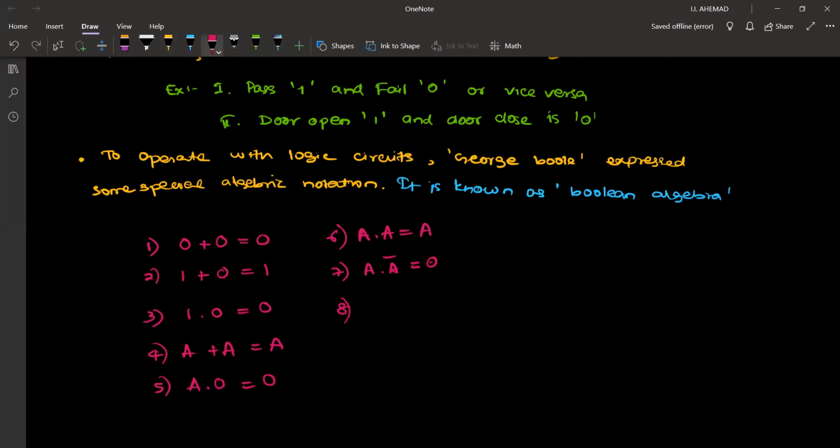Eighth one, A plus A bar. Using the same idea, if this is 1, this is 0. So anyhow, if one is 0, the other one is going to be 1. Therefore, A plus A bar is equal to 1. Ninth, bar of A bar. Bar of A bar is equal to A. 10.